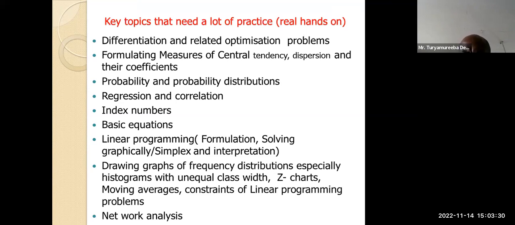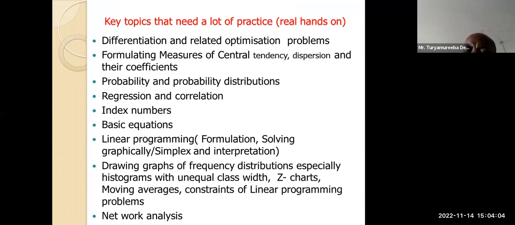Linear programming. Linear programming is key, my dear friends. It is not going to miss even in the MDC. You must be able to formulate the problem. And in formulating, you have to define variables, state the objective function, and make sure that you can write the constraints properly, including the non-negativity constraints. Solving, you can apply the graphical method, you can go simplex, and then interpretation.